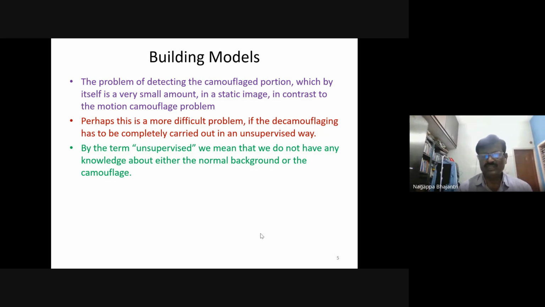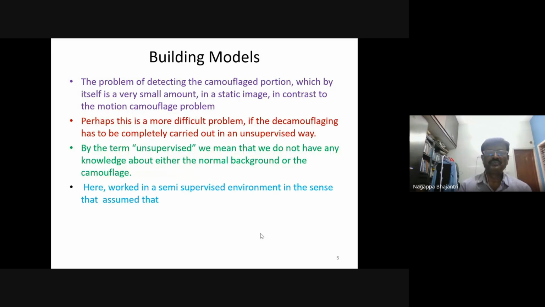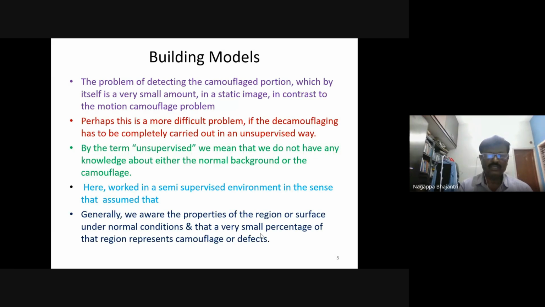By unsupervised, we mean that you do not have any information about either the normal background or the foreground image, or we can say defect-oriented or camouflage, which has a similarity with the background. So here we made an effort in a semi-supervised environment, in the sense that we assume we know the property of the region or surface under normal condition, where a very small percentage of the region represents the camouflage or defects.